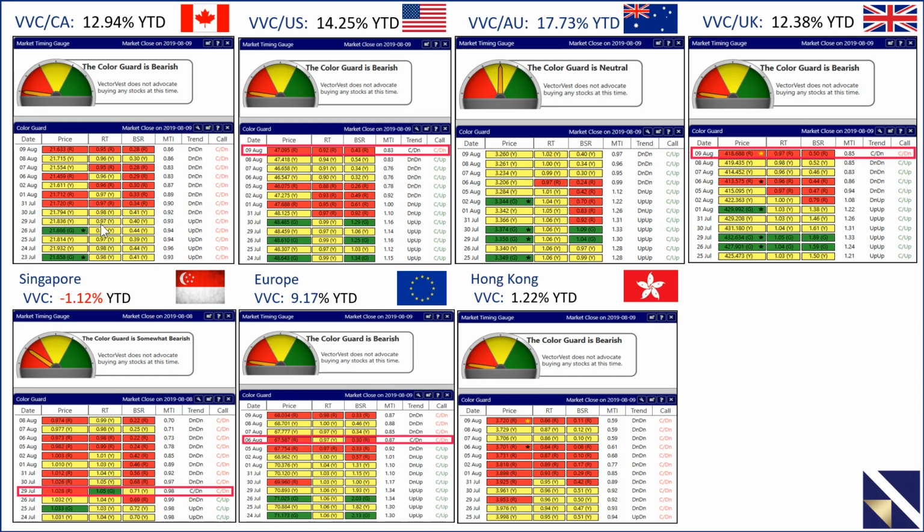The DEW technical timing system has also turned bearish here, and in the US as well, so we just need to be cautious. The US is up 14.25% year to date, but currently the color guard is bearish. They had a very quick turnaround from this confirmed up call. Really didn't get a lot of momentum or push behind it.